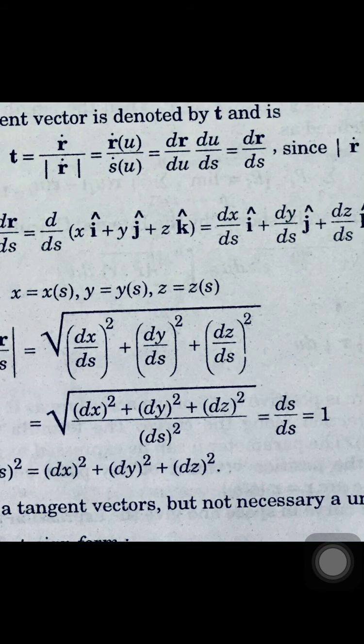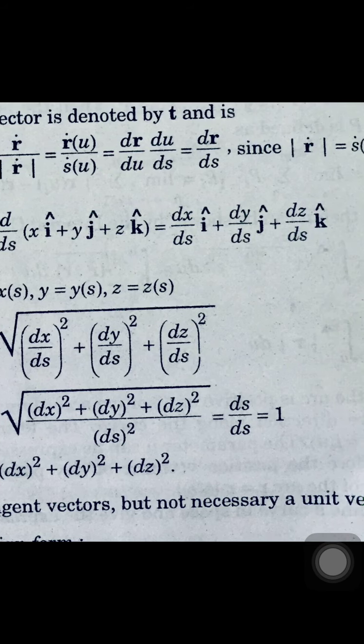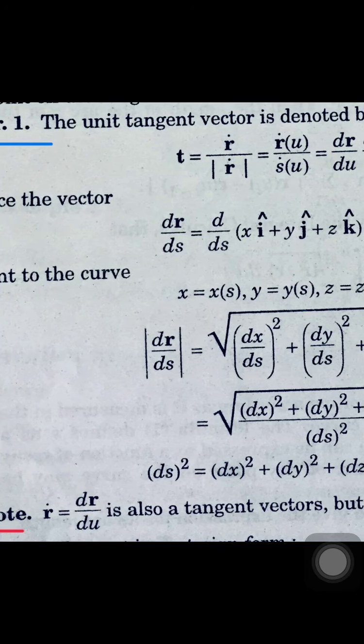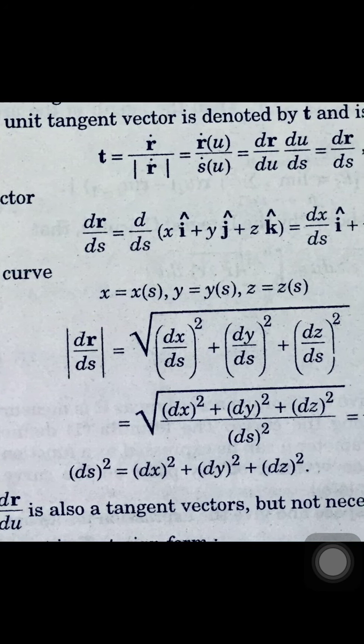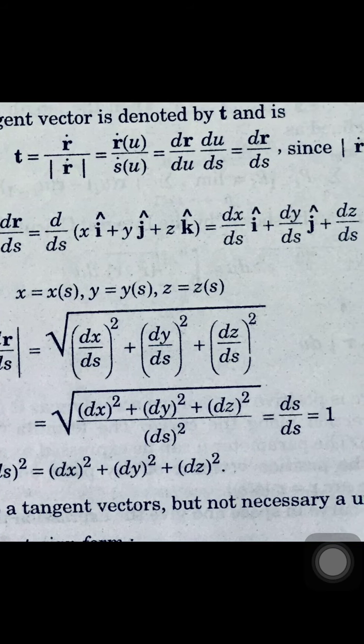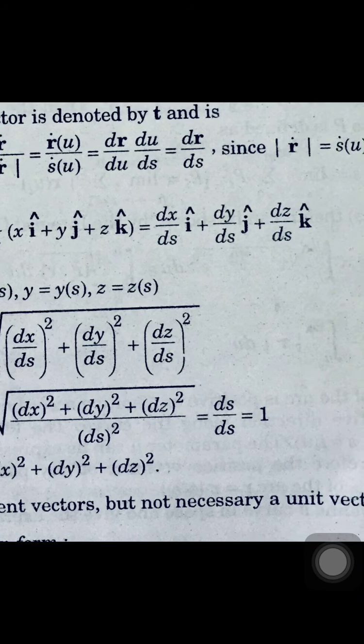Okay, so it becomes dr by ds, du and du cancel, since r dot is nothing but s dot of u. Okay, since the vector dr by ds, how do we write dr by ds? We are taking d by ds outside, and r is nothing but x i cap plus y j cap plus z k cap. Okay, so after differentiating each term with respect to s, we get dx by ds i cap, dy by ds j cap and dz by ds k cap.